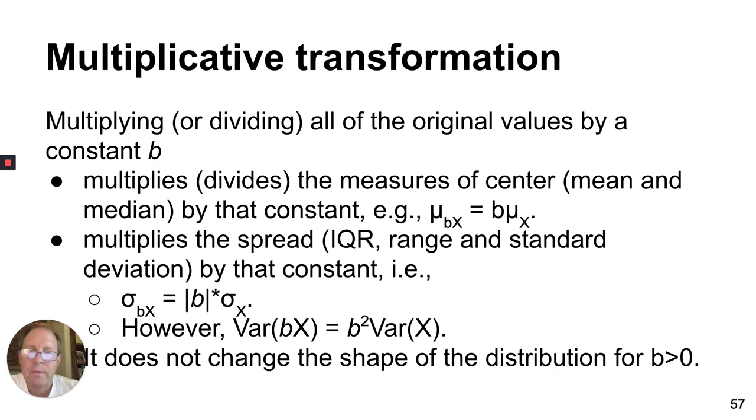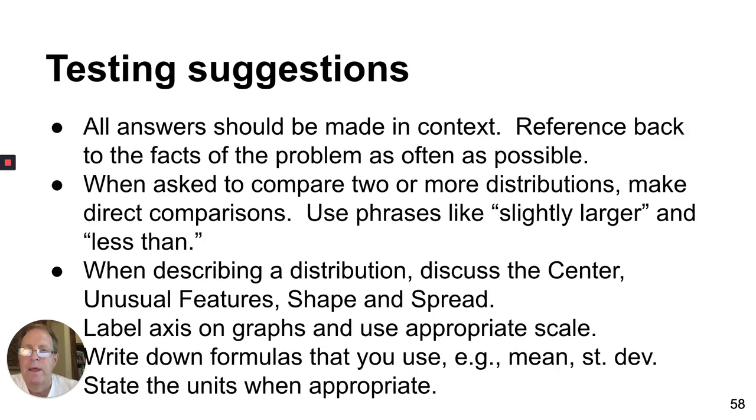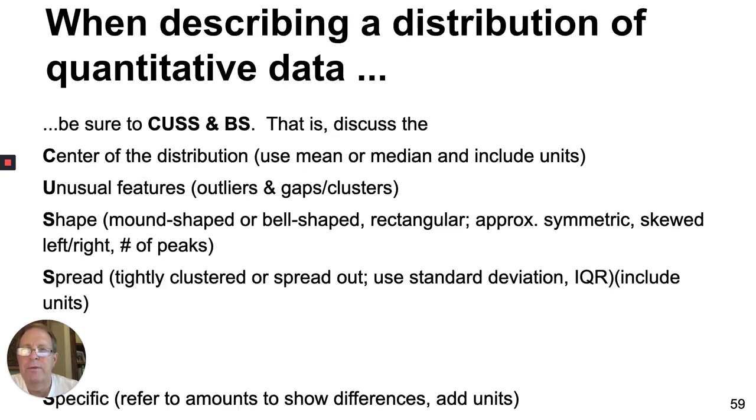Well, because standard deviation is always positive. So the standard deviation of bx has to be a positive number. So that's why we have that absolute value sign there. Here are some testing suggestions. We'll get back to those later.